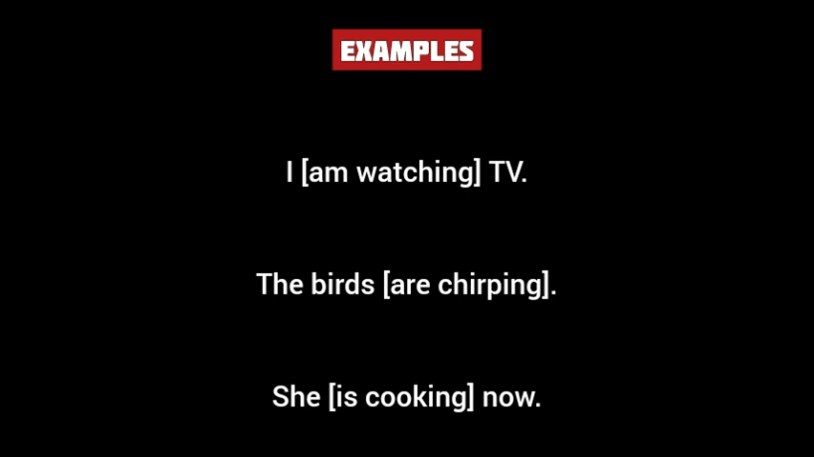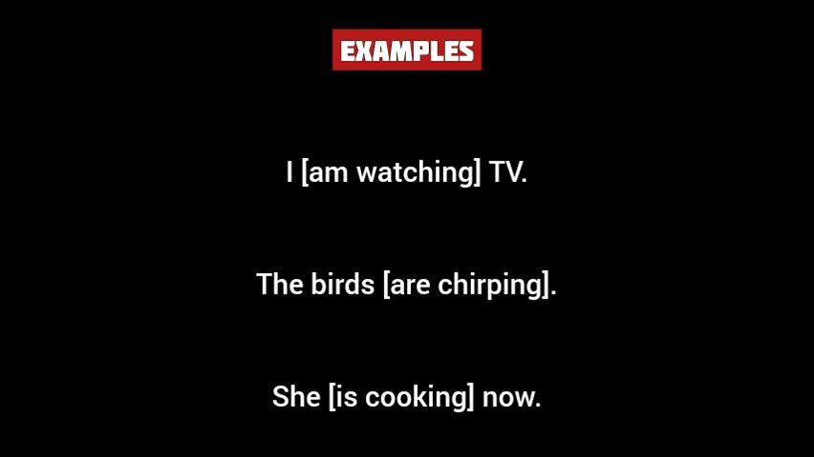I am watching TV. Here am plus the ing form of the verb watch is showing that the act of watching TV is going on now. So it's in present continuous tense. The birds are chirping. Are and the ing form of the verb chirp is in present continuous tense, which means that the birds are chirping right now. Also in the last sentence, is cooking is in present continuous tense, which shows that the act of cooking is going on at this moment of time.